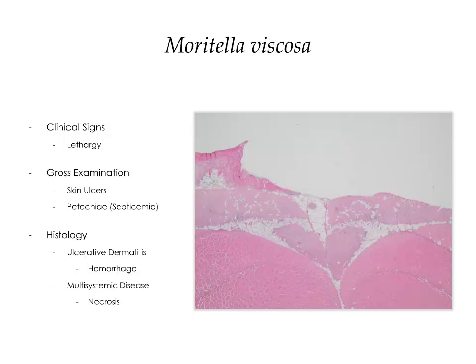Clinical signs associated with winter ulcer include lethargy. On gross examination, you'll find skin ulcers. In cases of septicemia, there'll be widespread petechial hemorrhage. Histologically, lesions include ulcerative dermatitis with associated hemorrhage. Septicemia is characterized by a multisystemic disease, so you'll see scattered foci of necrosis and associated inflammation within a variety of tissues.